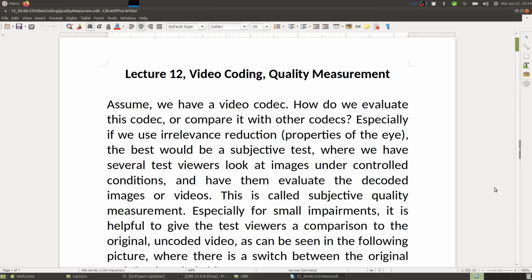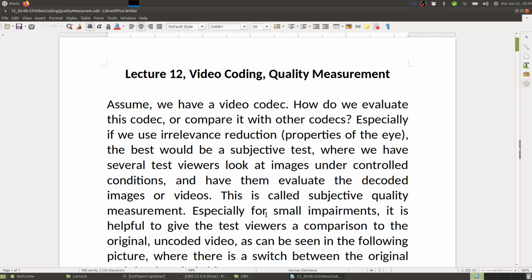And I already mentioned that this might not be the best. It's easy to compute, but it doesn't take into account properties of the eye, for instance. So especially if we use irrelevance reduction, the properties of the eye, the best would be a subjective test, where we have several test viewers look at images under controlled conditions and have them evaluate the decoded images or videos. This is called subjective quality measurement.